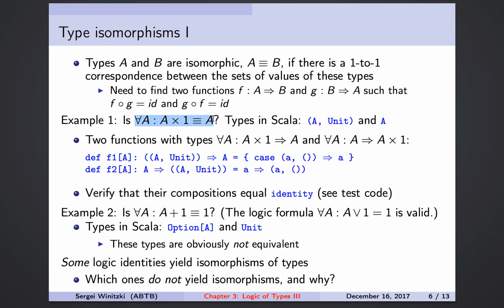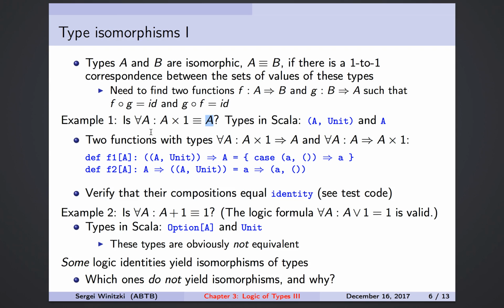This is the type. Let's ask, is this an isomorphism of types, or are these two types equivalent? I will use this symbol, the triple equals, triple bar, or triple line, to signify that the types are equivalent. They're not necessarily equal, they're equivalent, so there is an isomorphism. In Scala, these types correspond to a tuple of A and unit, and to A, respectively.